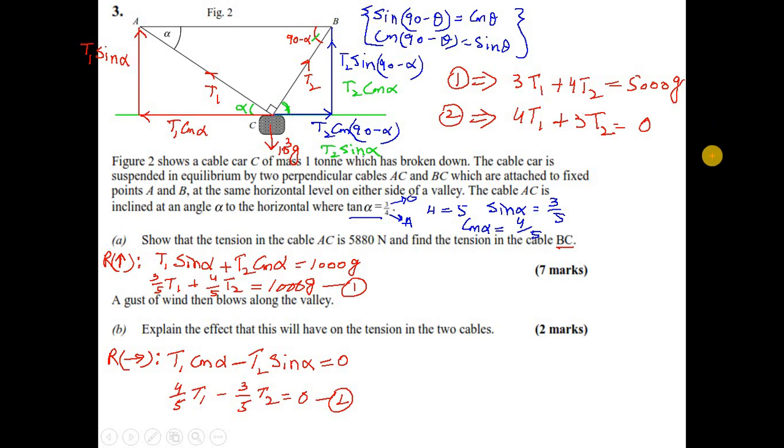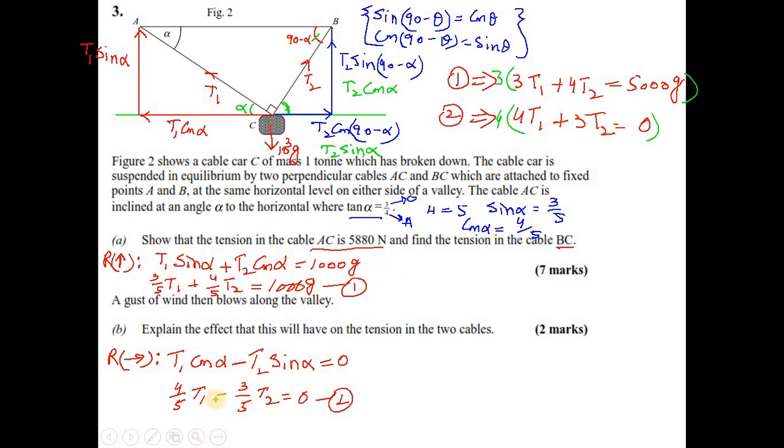And now clearly, if you need to find T1, which is the force acting along the cable AC, and in my assumption this is T1, we need to find T1 first. And in order to find T1, we need to get rid of this T2. And how do you do that? The easiest way is you multiply this whole equation by 3, the coefficient of that T2. And this equation you are going to multiply by 4 because of the other coefficient of T2. Then you have the same coefficient, and then you can subtract these two.